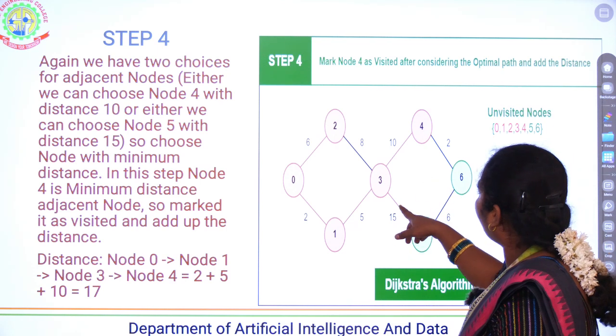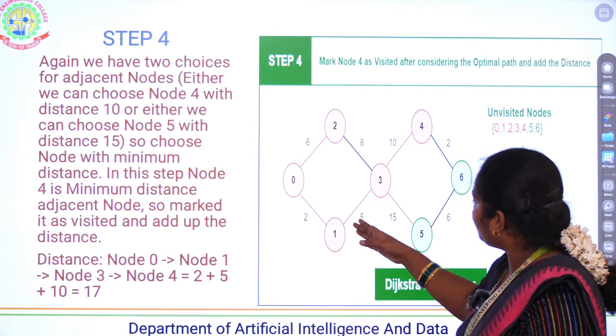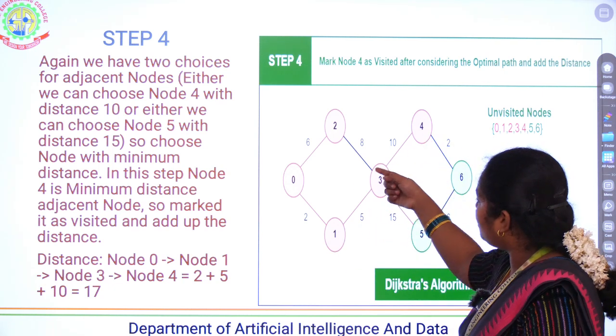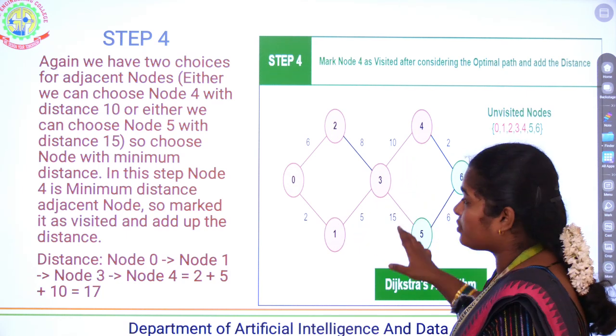And then we need to add up the shortest path. From 0 to 1 it is 2, 1 to 3 it is 5, then 3 to 4 it is 10. So we add the weights 5 plus 2 plus 10, which is equal to 17.